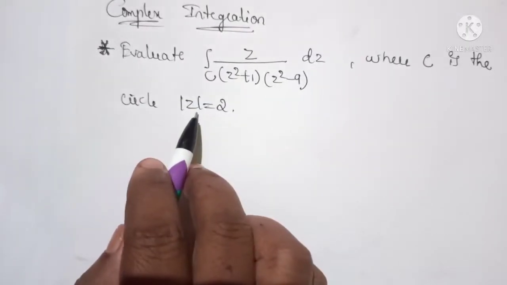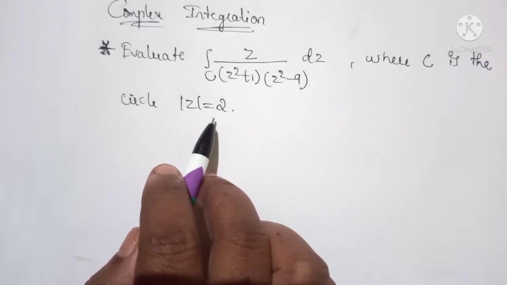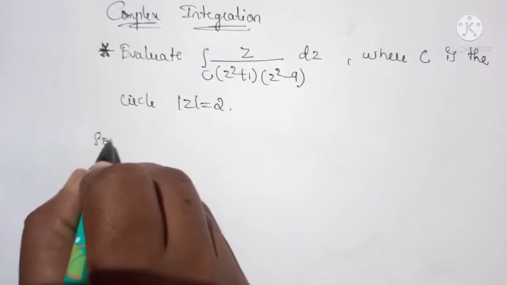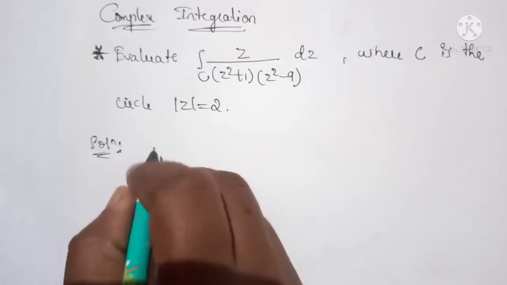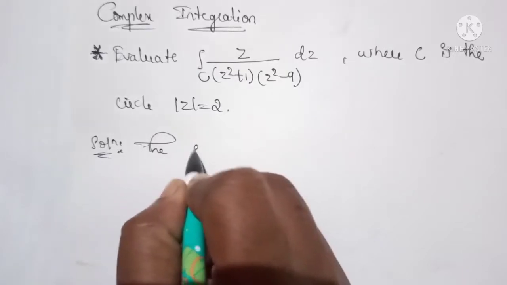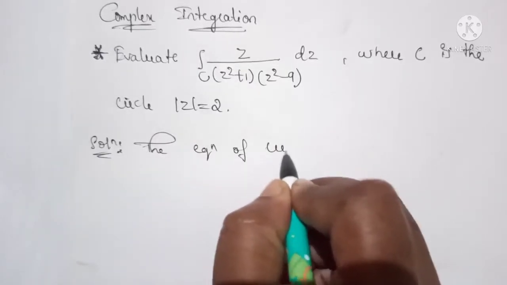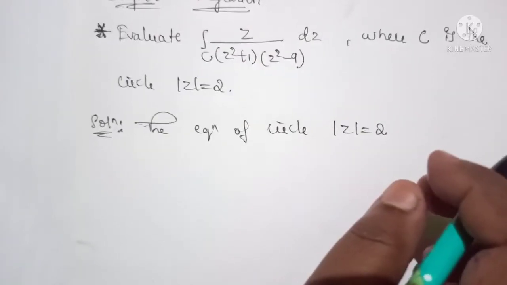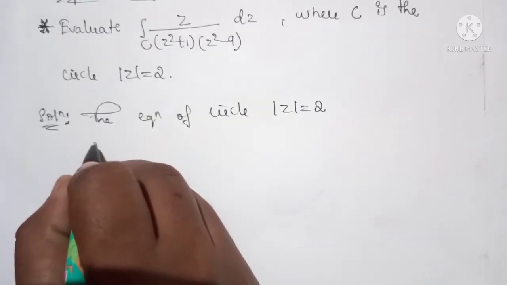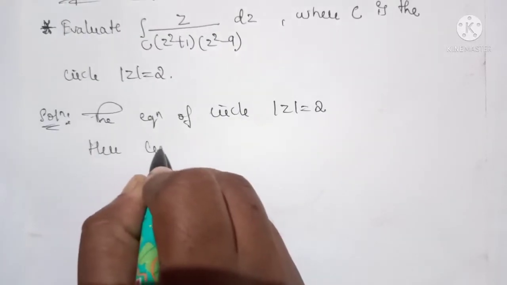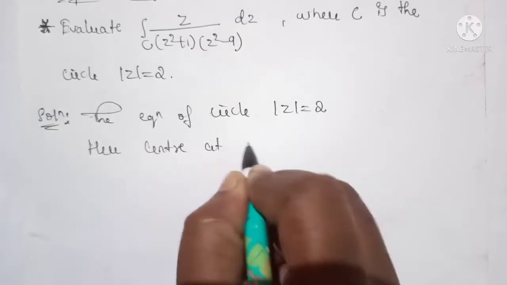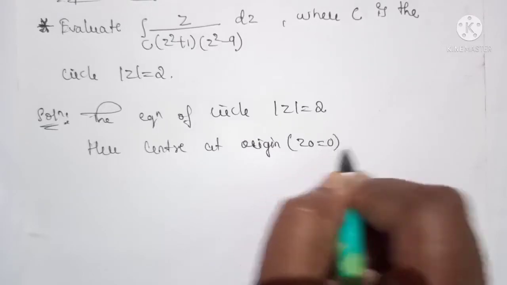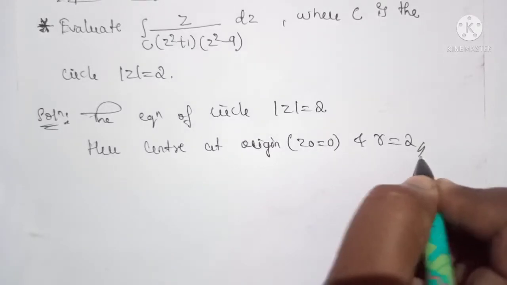So here the equation of the circle is given by mod z equals 2, and the denominator is this one. Okay. First we write the equation for the circle. The equation of the circle is given by mod z equals 2. Comparing this equation with the standard equation of a circle, we get the center again at the origin, because z naught equals 0, and the radius is equal to 2.